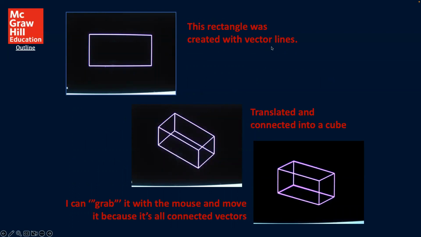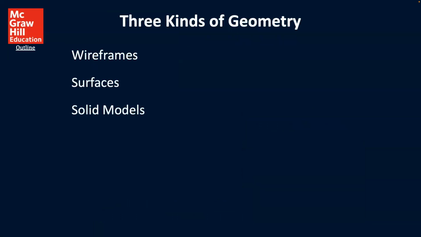This rectangle was created with vector lines. We then translate and connect the cube, and so we have two rectangles, put them together, have lines, and then one can, quote, grab it with the mouse and move it because it is connected vector. We don't have that with these PowerPoint slides, but you can actually see it in various orientations. And hopefully you're getting the point of that as we're going through this.